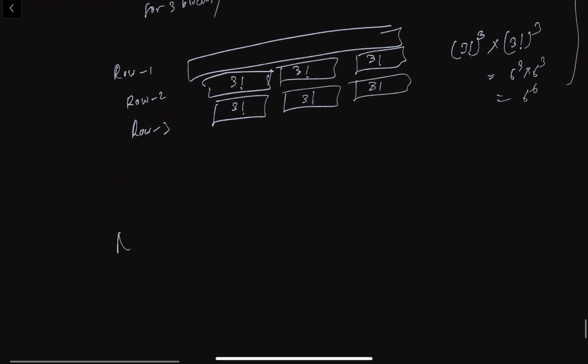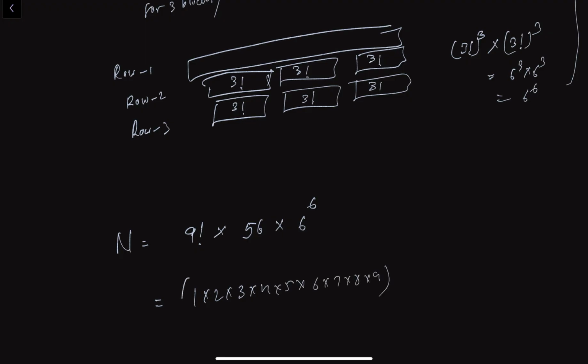So the required total number would be, first, row 1: there are 9 factorial ways to arrange. The second thing is the different ways of assigning the digits to blocks for row 2, which is 56. And the rest is arranging rows 2 and 3 inside the blocks, which is 6 to the power 6. Now 9 factorial, if I prime factorize, is 1 into 2 into 3 into 4 into 5 into 6 into 7 into 8 into 9, which is 7 into 2 cube into 2 to the power 6 into 3 to the power 6.